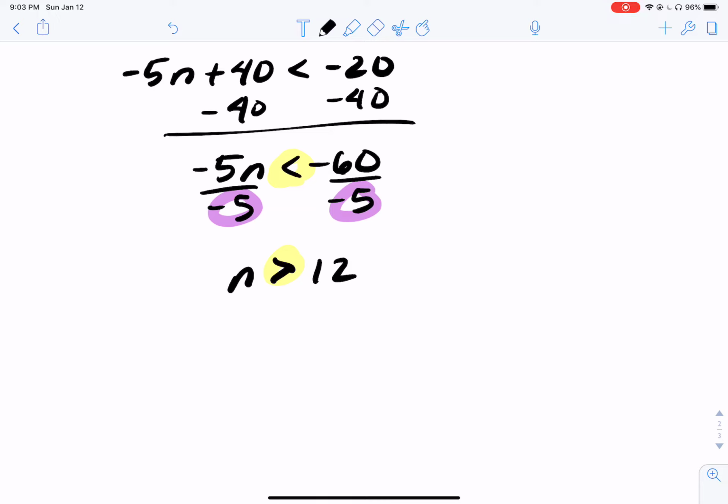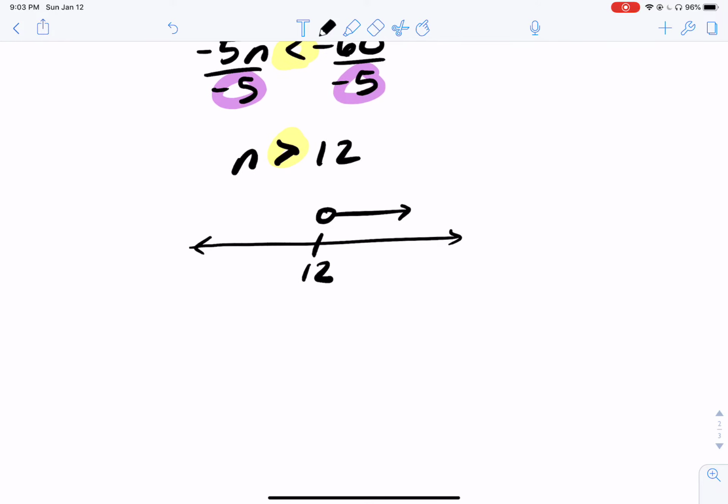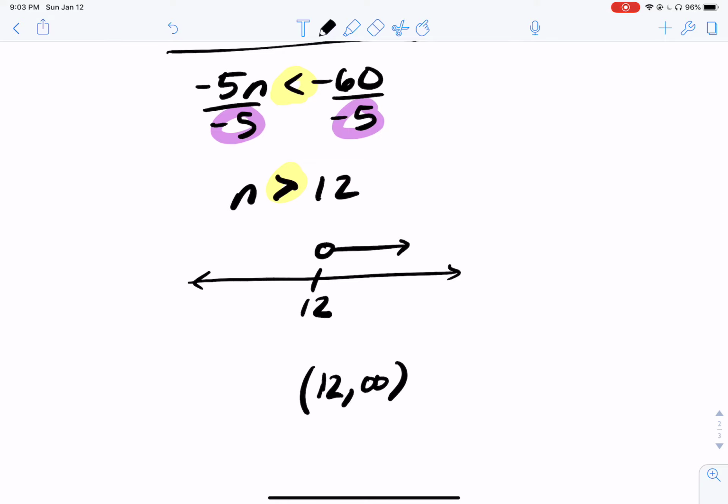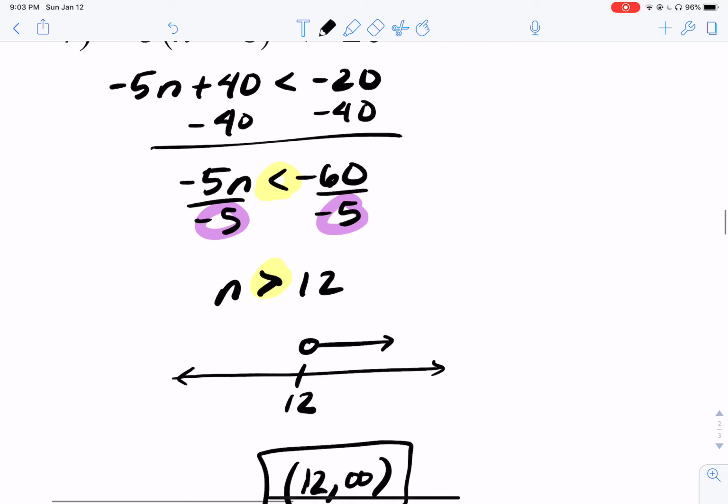All right, so we end up with the following as a number line. I'm just going to put 12, start right there, and put an open circle, and since we want all the numbers greater than, we shade to the right. Thus as an interval, 12 would be the smallest number, and we will go all the way to infinity. We need to use parentheses because we are not including 12. So that's going to put parentheses, and there it goes.